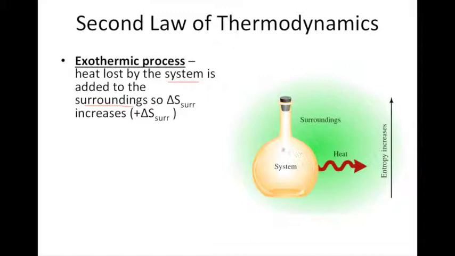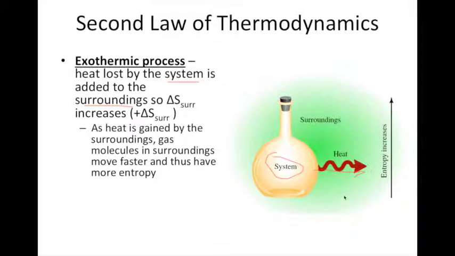So let's say you had a system here, and it was exothermic. Well, that means that heat is released from the system towards the surroundings. Well, if the surroundings absorbs heat, what's going to happen? As the heat is gained by the surroundings, all the gas molecules in the surroundings will begin to move faster. Not all of them, but many of them will begin to move faster.